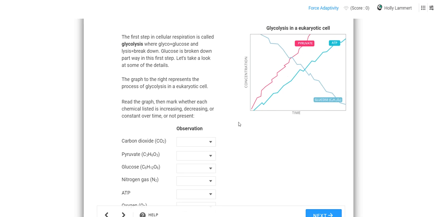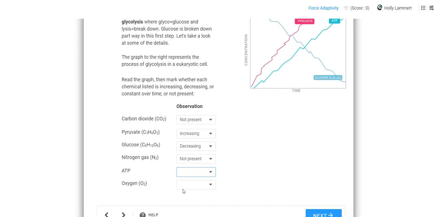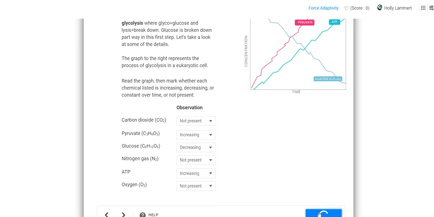All right, so we know how to do this. Carbon dioxide, not present. Pyruvate, increasing, and that was that molecule that we broke down glucose into. Remember in the intro to the animal cell, we made pyruvate. Glucose is decreasing because we're breaking it down. Nitrogen gas, we're not worrying about. It's in the air, but it's not used in this process. And we're making some ATP, so that's increasing. And we're not using oxygen yet. So that is not present in this particular graph. Okay, so check it. We did it.